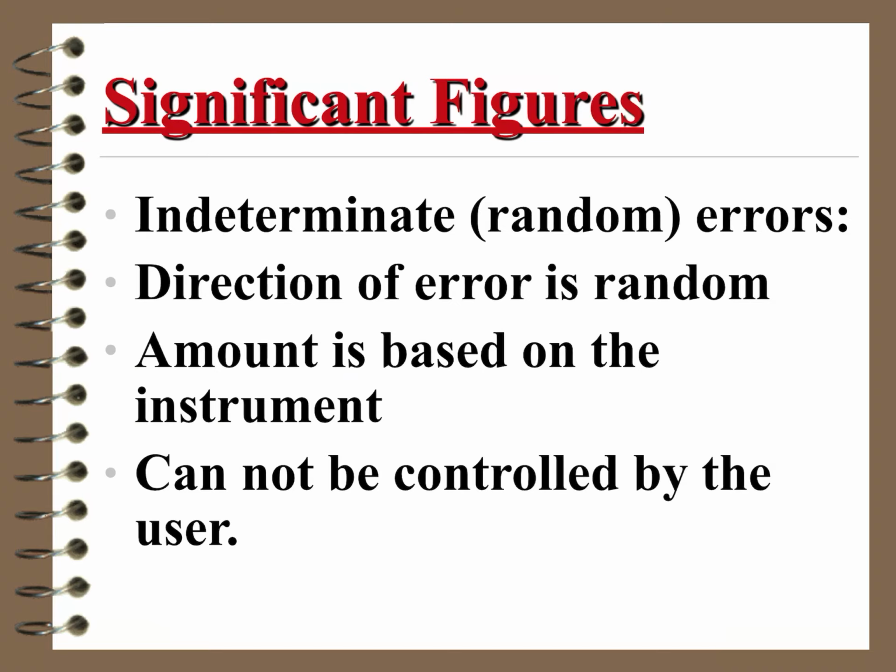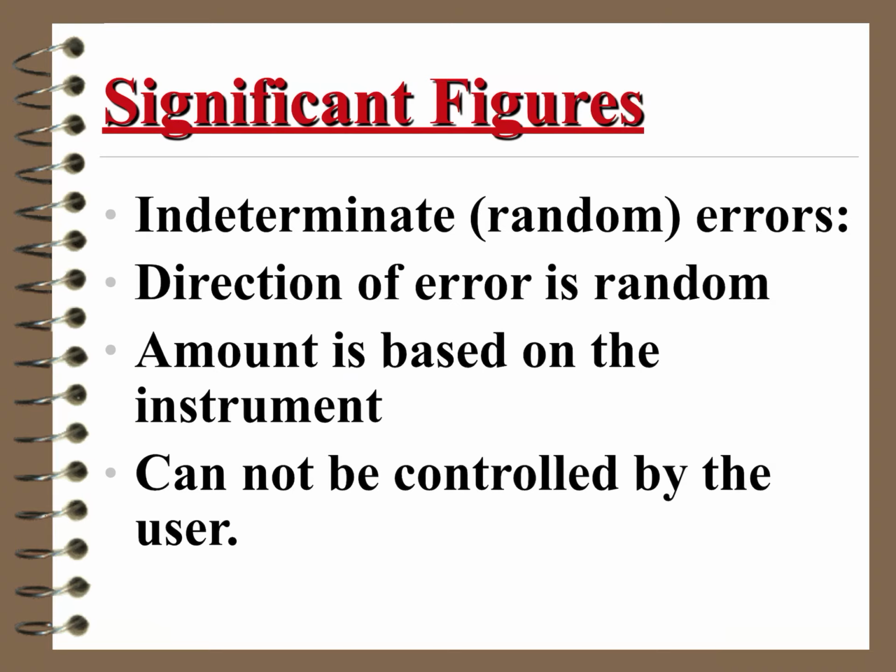A good example of indeterminate error was what I was showing you with the estimated digit on a device. Some people estimate too high for that last digit. Some people estimate too low. But if you do the lab enough times, you can get that error to cancel out. In other words, you're not in control of the error, but if you do the lab enough times, it will cancel out and go away.